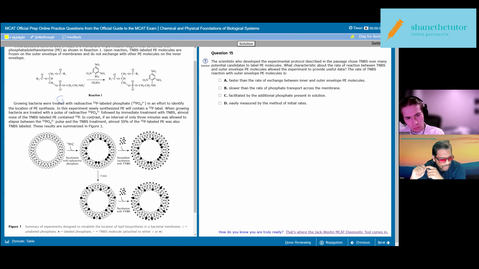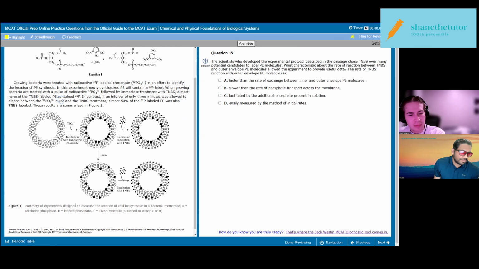Okay, I guess they give us a picture here. What do you see in this picture? They're just illustrating what they were talking about. First, start with the caption: summary of experiments designed to establish the location of lipid biosynthesis in a bacterial membrane. Unlabeled phosphate has no shading, then labeled phosphate, and then TNBS.